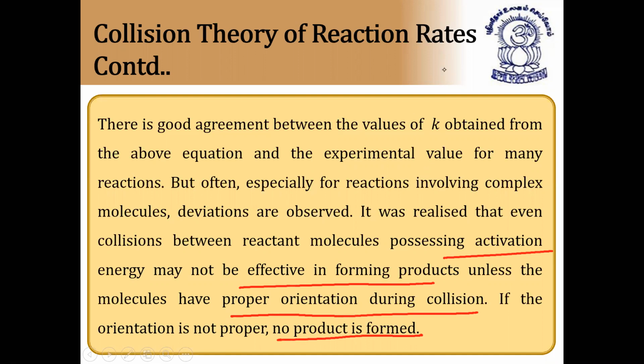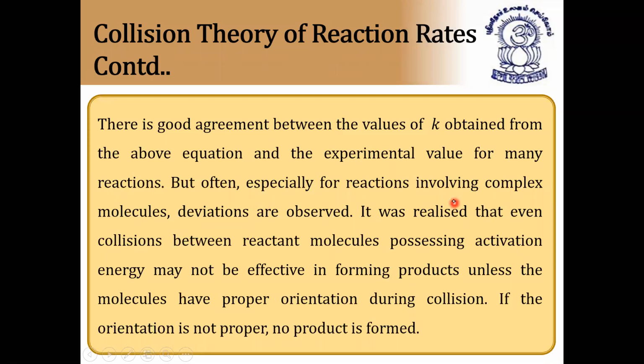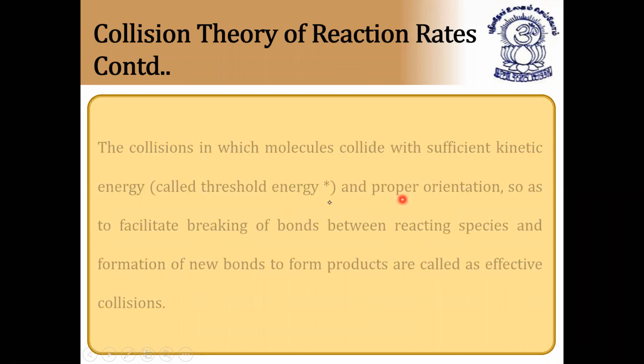Let us explain this condition now. If the reactant molecules are not colliding in proper orientation, then even though they attain the energy of activation or threshold energy, the reaction does not take place. That is, they will not give products. So to give products, two conditions should be there. First, the molecules should attain threshold energy or activation energy. And second, the molecules should collide with each other in proper orientation. These are the two conditions for the reaction to form product.